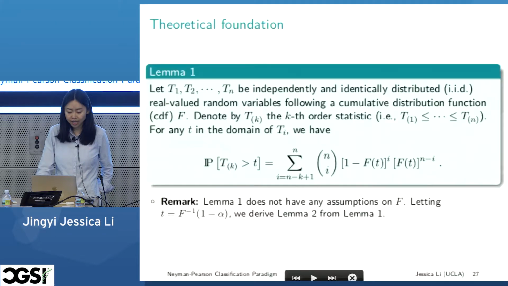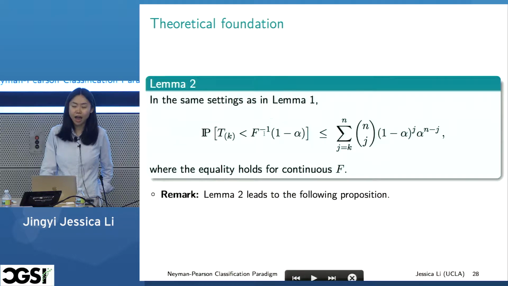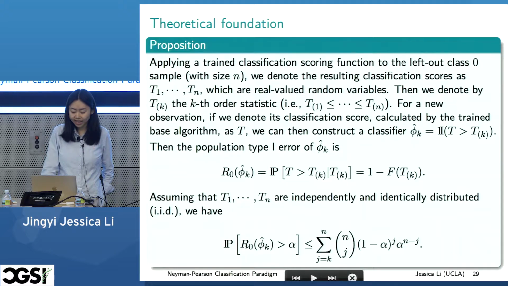And based on this nice result, we obtain the key theoretical result for our algorithm. I'll skip the technical details, but let's focus on the conclusion. The conclusion gives us an upper bound on the violation rate. The violation rate only depends on the order k, the left out sample size m, and our alpha. So with those three quantities, we can have an upper bound on the violation rate.